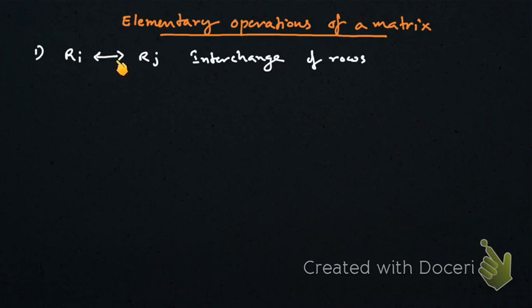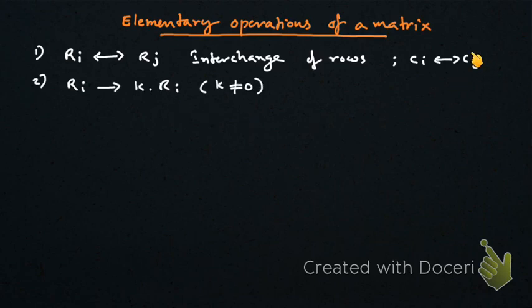Ri, this double-headed arrow, we will read as Ri interchange with Rj. Ri means maybe the first row, the second row, the third row. So R1 interchange with R3, or R2 interchange with R3, or R1 interchange with R2. So it's interchanging of two rows. But it's also possible to do the same operation on columns. You could interchange two columns. So all the operations we are discussing here are also applicable to columns.